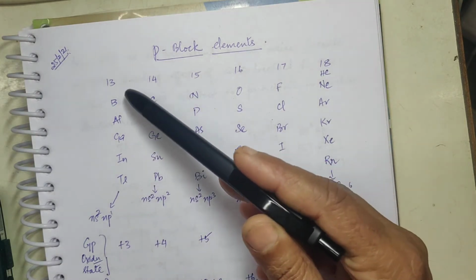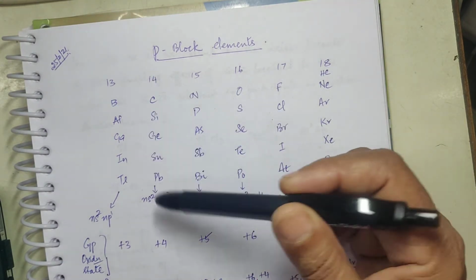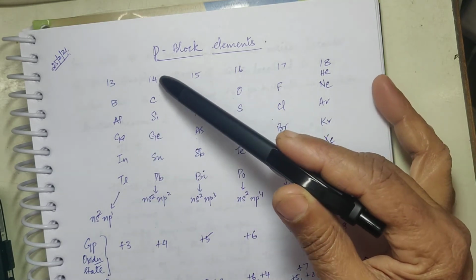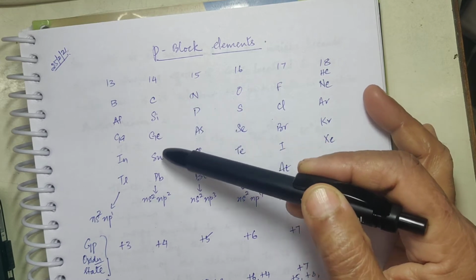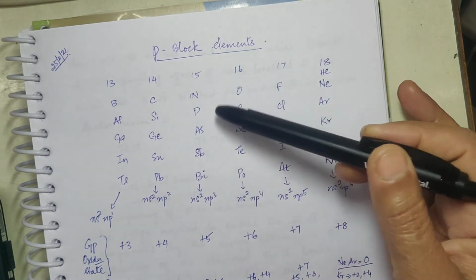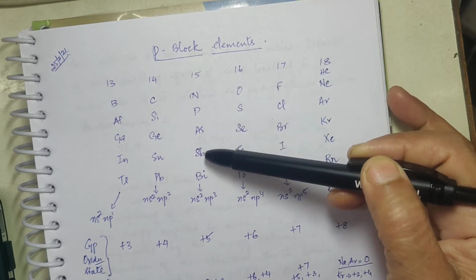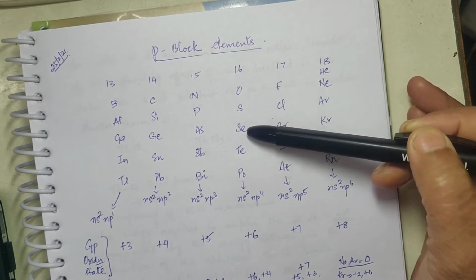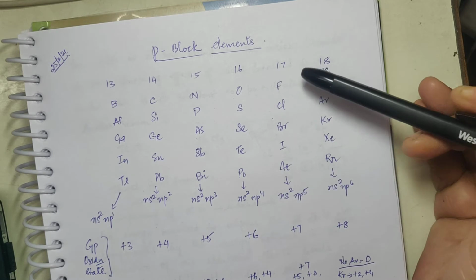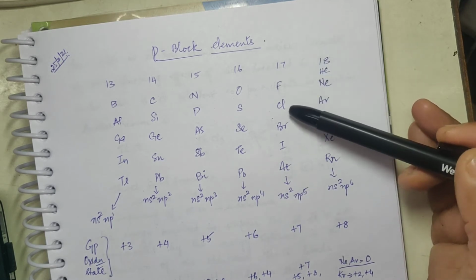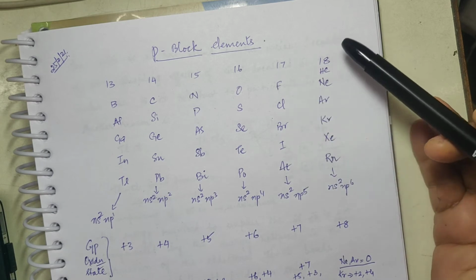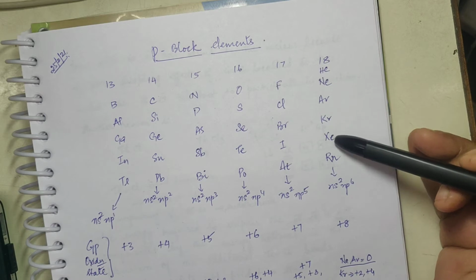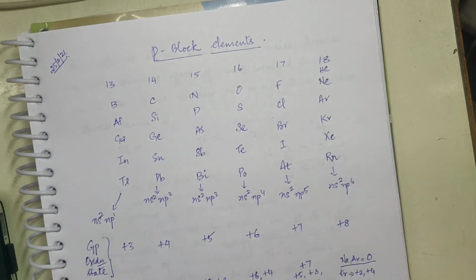Now what are the elements present in the 13th, 14th, 15th and all? I have just shown here. It is boron, aluminium, gallium, indium, thallium. And in the 14th group you have carbon, silicon, germanium, tin, lead. Then in the 15th group, nitrogen, phosphorus, arsenic, antimony, bismuth. 16th, oxygen, sulfur, selenium, tellurium, polonium. Then in 17 you have fluorine, chlorine, bromine, iodine, astatine. Then in the 18th group you have helium, neon, argon, krypton, xenon, radon. So these are the elements, right?